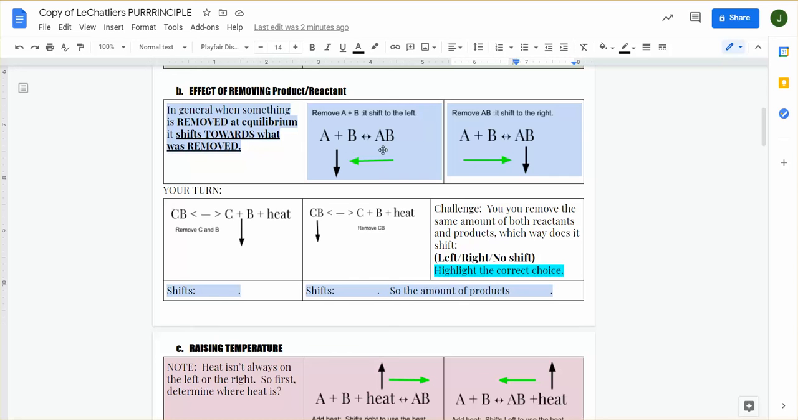So if you remove some reactants, it wants to shift to the left to make more, and if you remove any products, we got a deficit, so we got to fill it up, and we're going to shift it towards that way.